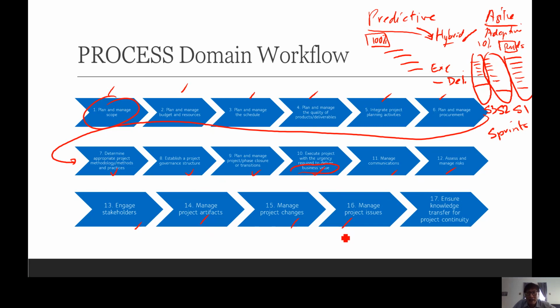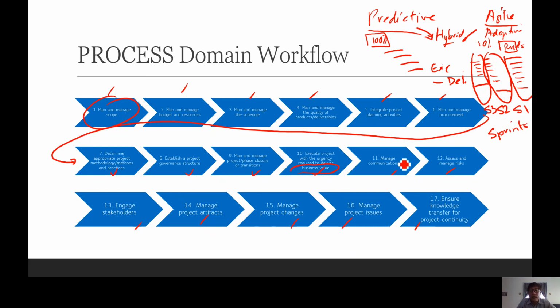The issues won't be positive. Positive is actually a bonus to us. And of course, making sure that knowledge is captured and will be compiled as lessons learned. Okay? So this is basically the workflow.